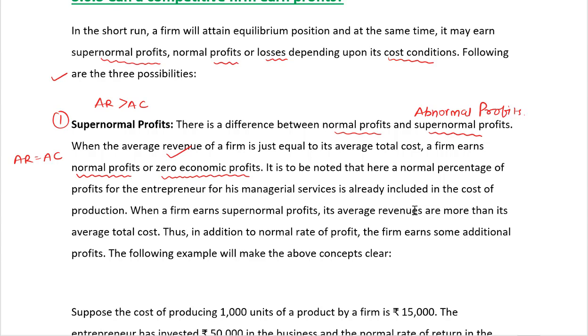It is to be noted that here a normal percentage of profit for the entrepreneur for his managerial services is already included in the cost of production. So when a firm is earning supernormal profits, its average revenue is more than its average total cost. So average revenue is greater than average total cost. This is a situation of supernormal profit. Thus we can say that in addition to the normal rate of return, the firm earns some additional profits. The following example will make the above concept clear.